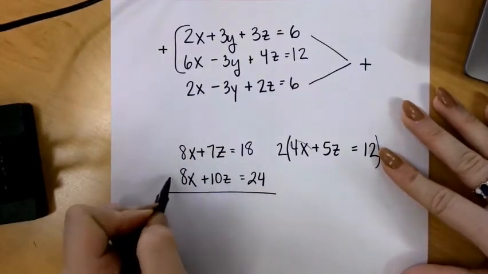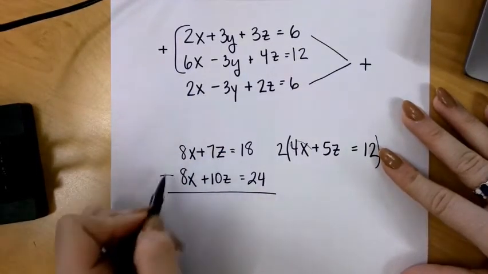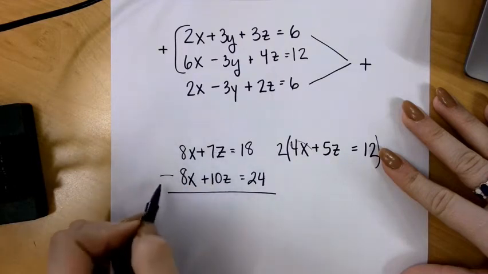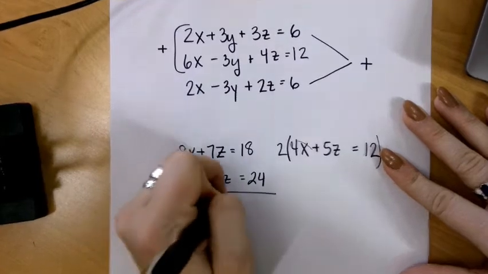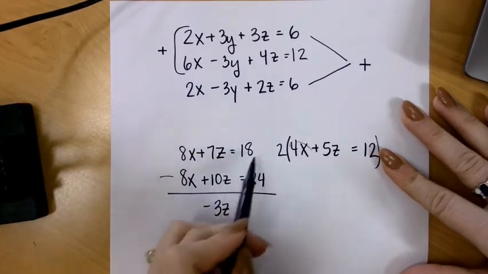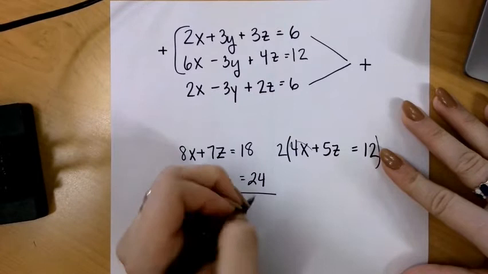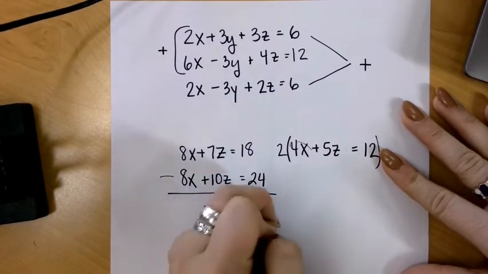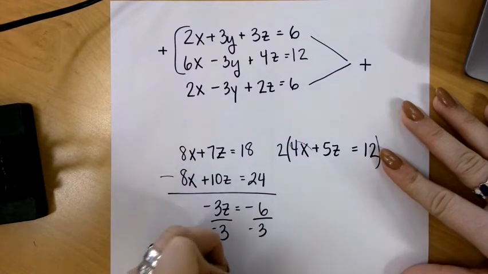Now I want these to cancel out, so I'm going to subtract. So these 8 minus 8 gives me 0x. 7 minus 10 gives me negative 3z. 18 minus 24 gives me negative 6. So I can divide. And z equals 2.